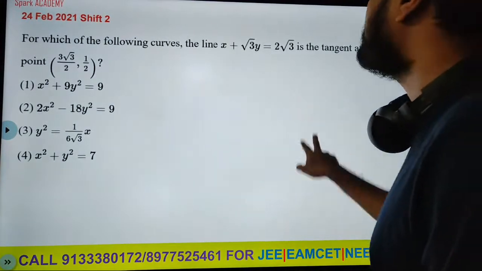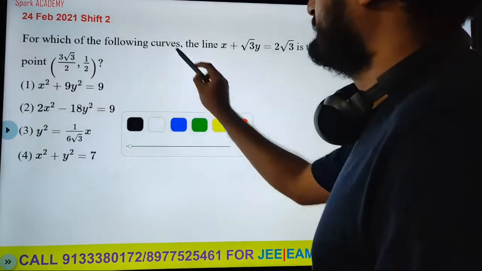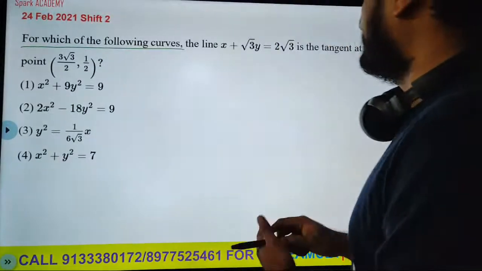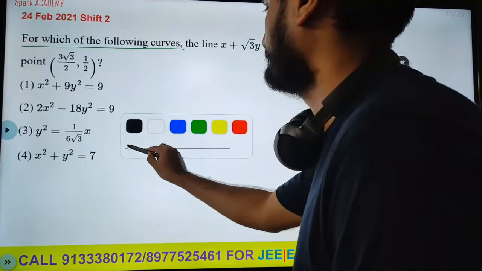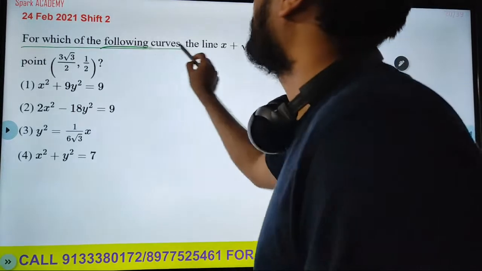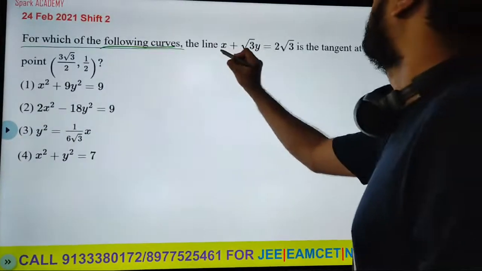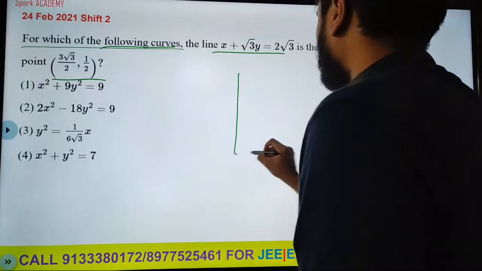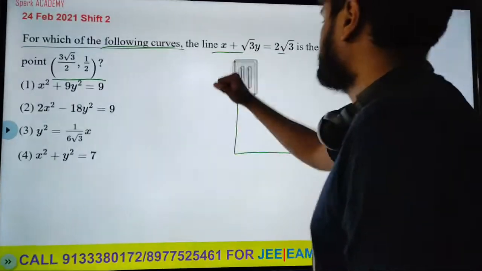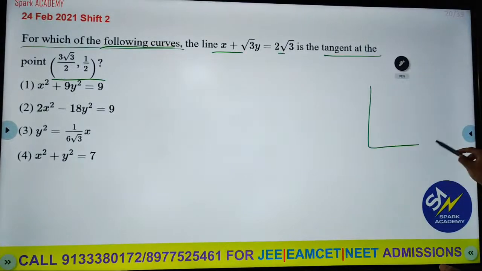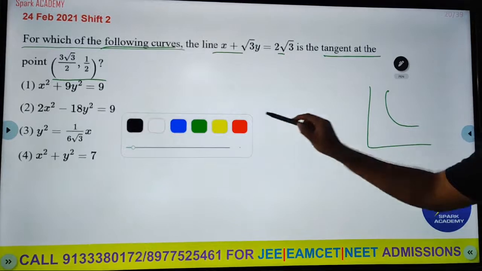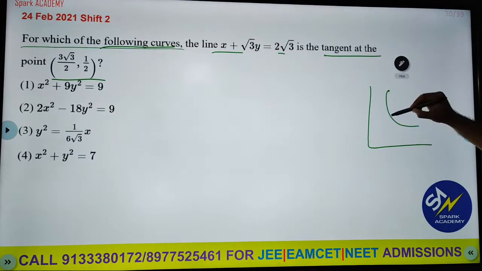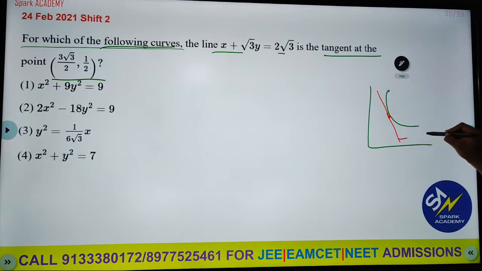Now let us look at the second question. For which of the following curves, they are asking us for which of the following curves the line is the tangent at the point. So basically you have a graph like this. This is the curve. Now they have given you the point as well. So they are asking. So let us say this is the tangent.